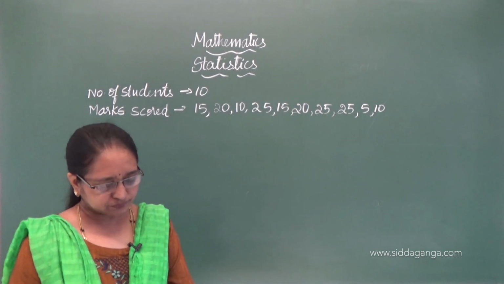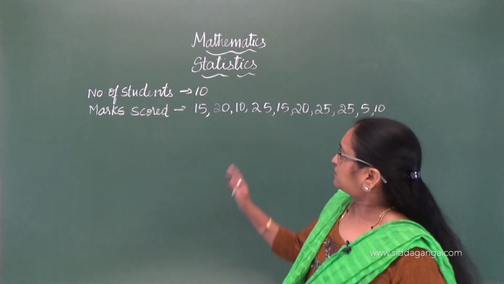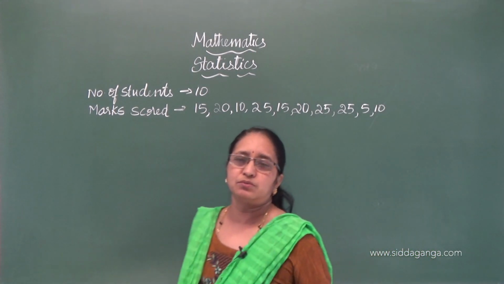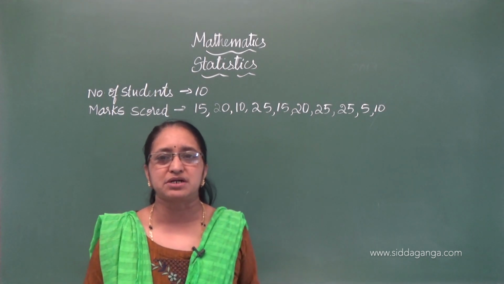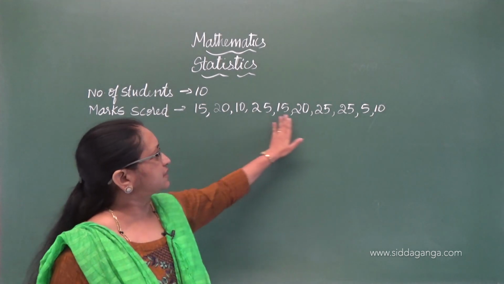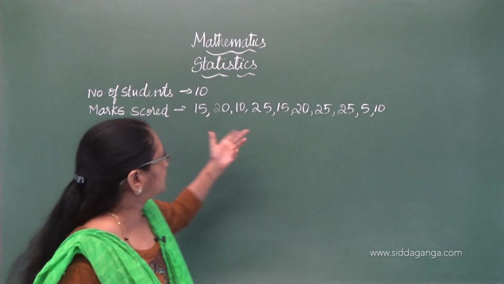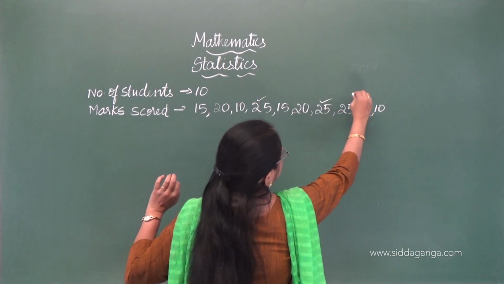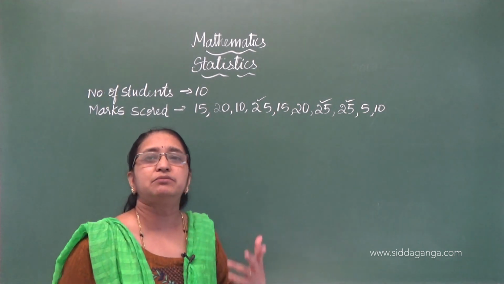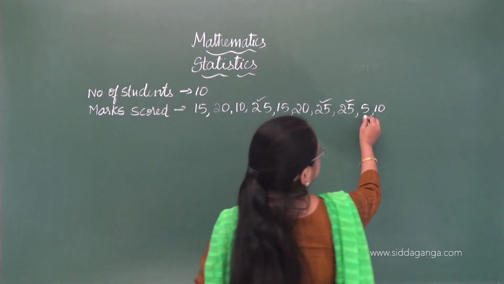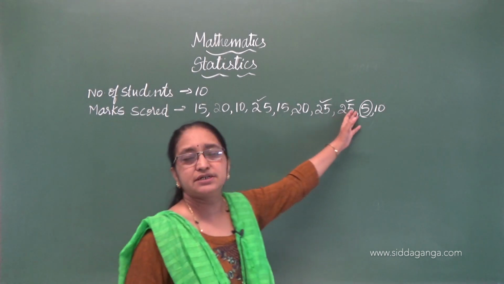Now, can we analyze it? My question is, can we analyze? Say, for example, the teacher wants to know how many have scored 25, how many have scored 10 marks, how many have scored 5 marks. With this data, can the teacher identify? If it is 10 students, definitely yes, I can count like this. 25 marks: 1, 2, 3. Three members have scored 25 marks. What is the minimum marks scored by the students? That is 5 marks. What is the maximum? Easily 25 marks.